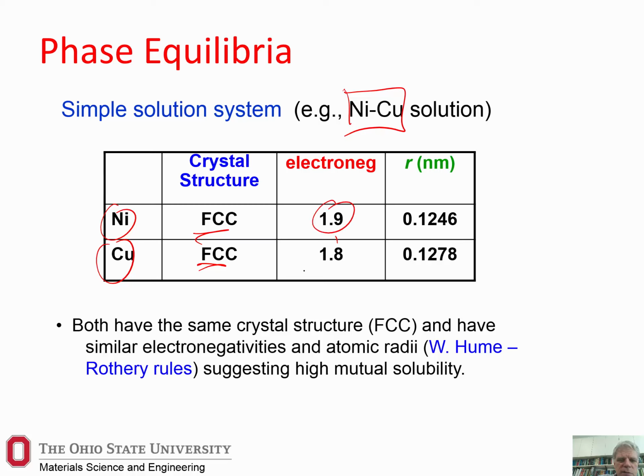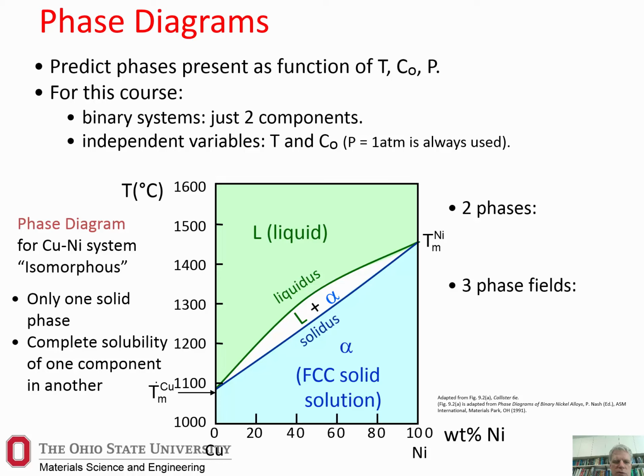They both have similar electronegativity, and their atomic radii are not that different either. The famous metallurgist Hume-Rothery suggested that if things are similar, they will tend to form solid solutions, and they do. And we can show this on this phase diagram for the copper-nickel system. This is increasing fractions of copper going from one side to the other. This is temperature increasing over here. Again, we have a map.